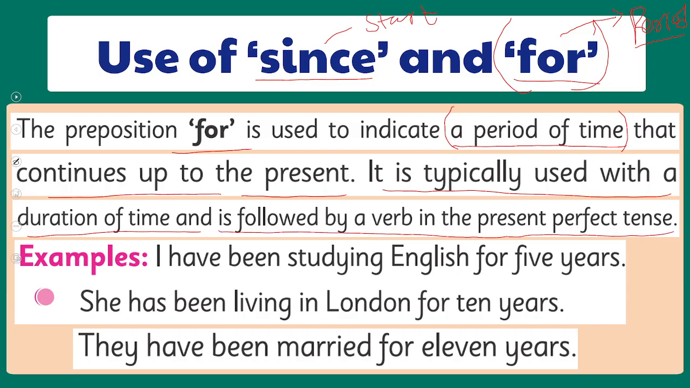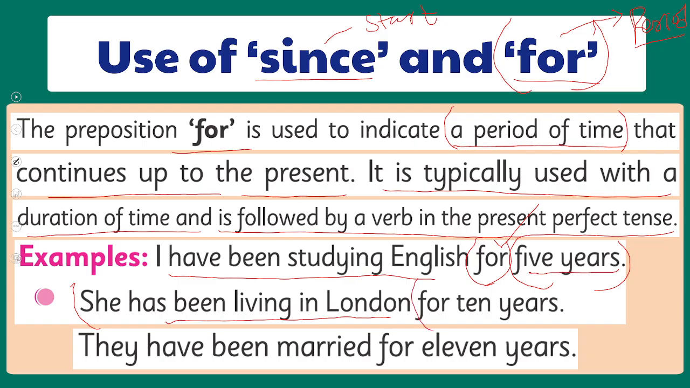Like for example, I have been studying English for 5 years. So we have to determine a certain time, a particular time frame, not the starting point in time. That's why we use for instead of since. So for is used to indicate a certain period of time. Like she has been living in London for 10 years.